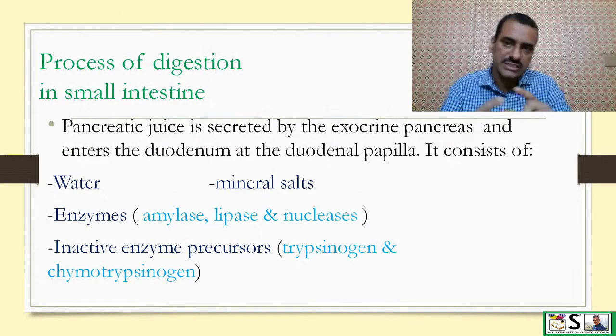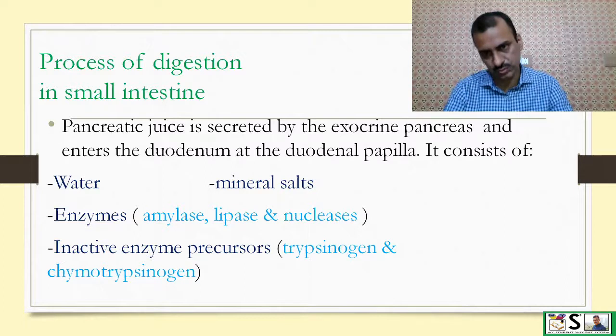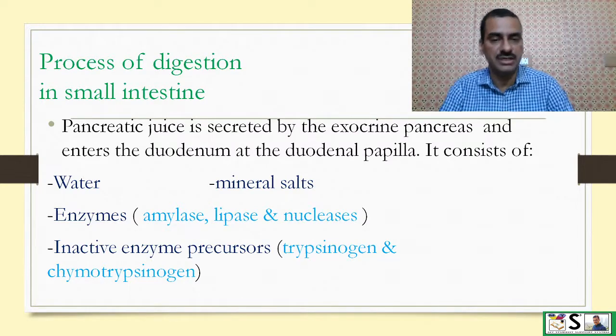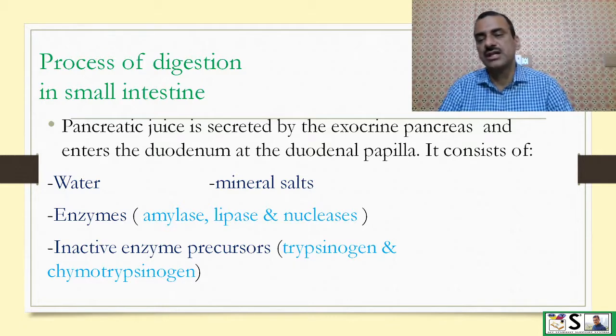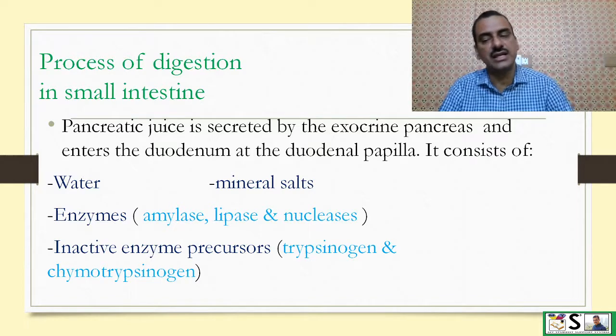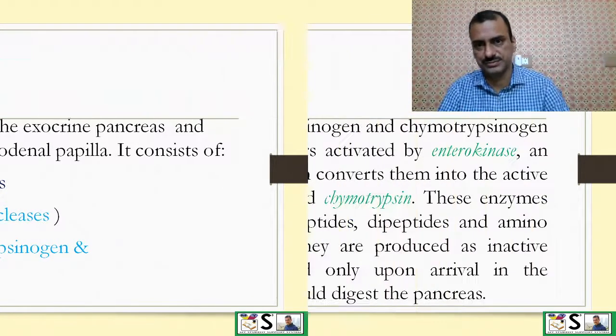First of all, we will discuss what pancreatic juice does. The pancreatic juice is secreted by the exocrine pancreas and enters the duodenum at the duodenal papilla. It consists of water, mineral salts, enzymes amylase, lipase, and nuclease, and inactive enzyme precursors, that are trypsinogen and chymotrypsinogen.